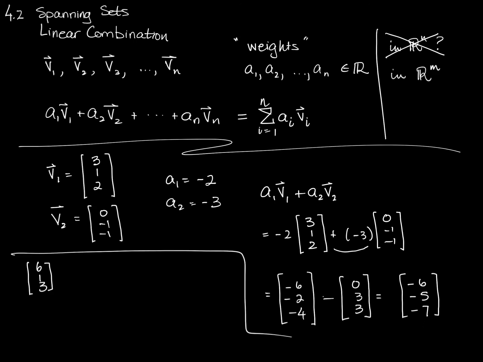Another kind of question you might see at this point is, if I give you the vector 6, 1, 3, can you find a linear combination of the vectors v1 and v2 that produces that vector? Sometimes it's really easy to see by inspection what the two weights might be, and sometimes it's not. But it does have to have this sort of form. I'm going to have a weight times 3, 1, 2 plus a weight times 0, -1, -1. And whatever those weights are, I need the result to be 6, 1, 3.